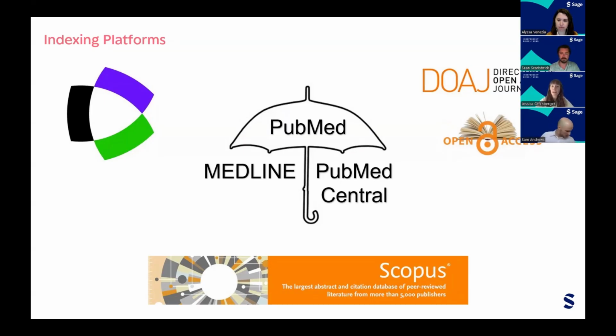So on this slide particularly, we're showing some of the larger abstracting and indexing services that we work with as a publisher. These indexing services offer varying levels of discoverability and metrics. Looking for a reputable indexed journal is something that you'll want to think about in order to avoid predatory journals and predatory publishers. To start off, Clarivate Analytics, the logo you see here on the left, owns the Web of Science database and the Journal Citation Report.